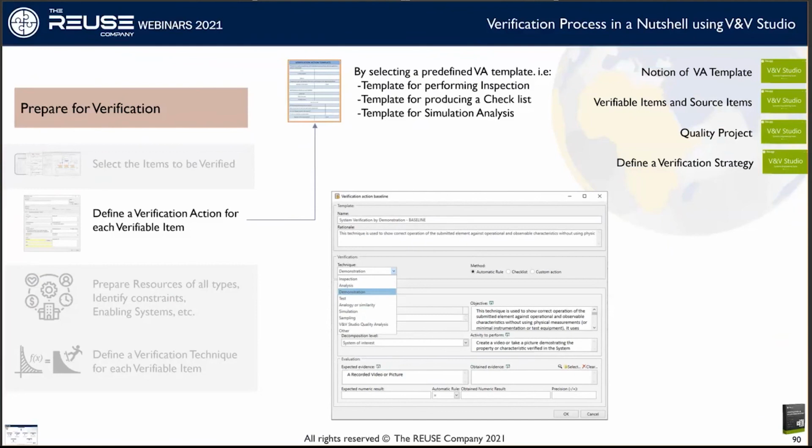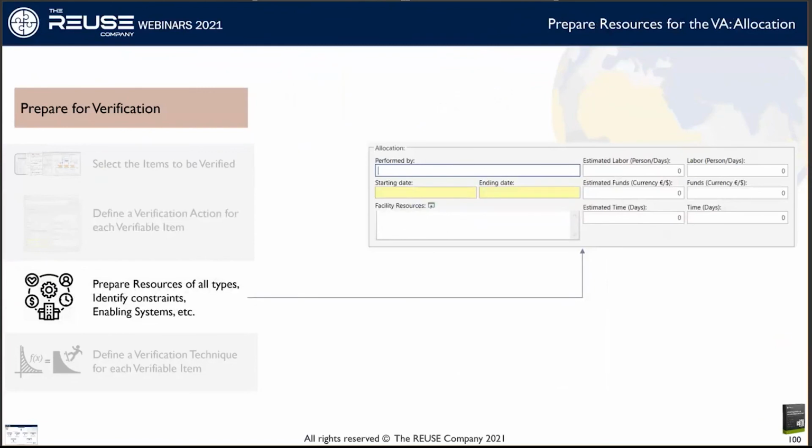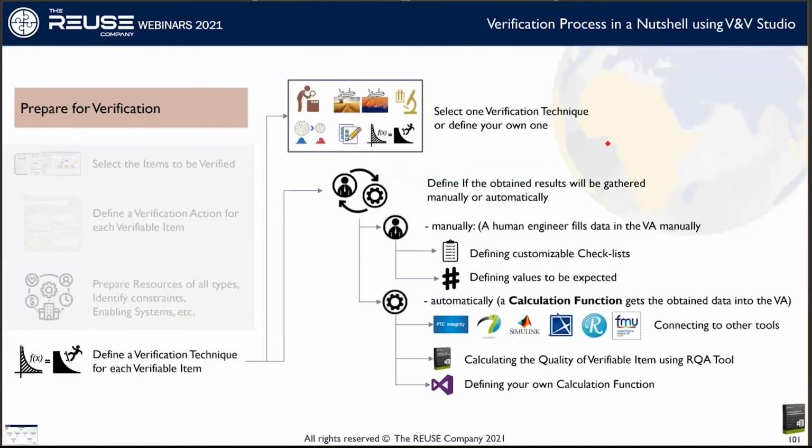Prepare resources of all types, which mainly means to define how you are going to use labor, estimated labor, or funds, money, or time. And define the techniques that you would like to have, in the way I told you before: those manual techniques that a human must go and do, or those automatic techniques that you can have with the custom action or the quality tool, and everything that I told you before.